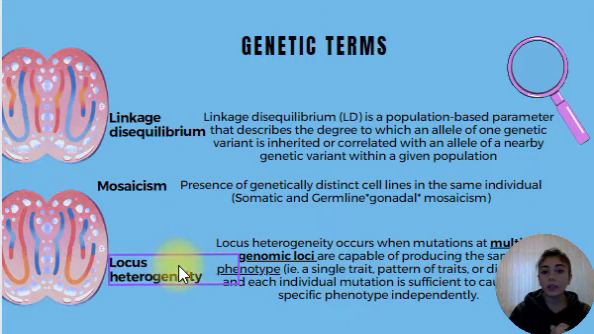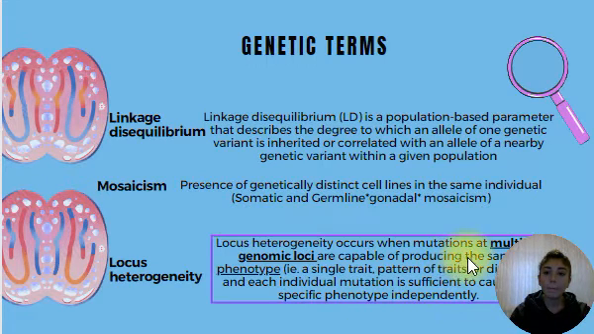Next we talk about locus heterogeneity. It is when multiple genomic loci undergo mutations, right? Multiple genomic loci. This is an important point here because you can confuse it with allelic heterogeneity, where different mutations occur in one locus, whereas in locus heterogeneity, multiple genomic loci undergo mutations, but we have the same phenotype. So we have multiple genes undergoing mutations, but the same disease occurs. For example, albinism or retinitis pigmentosa have different genes associated with the disease.